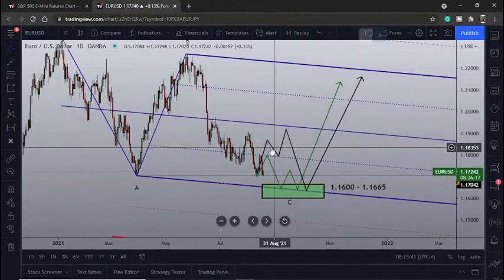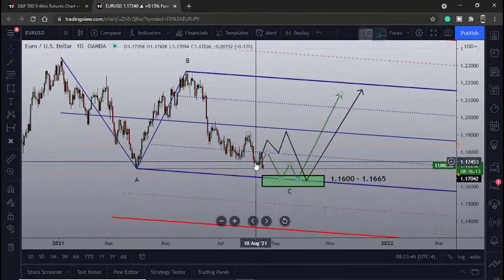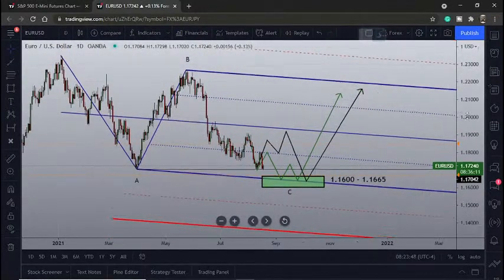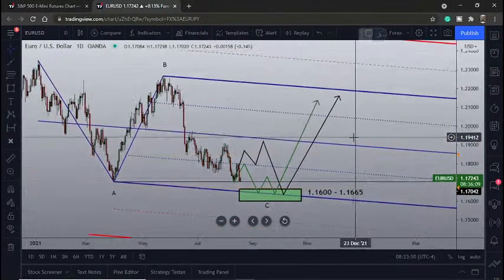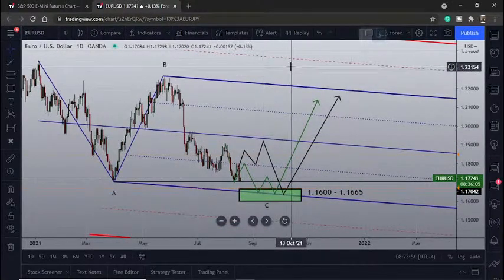I do think the euro US dollar, whether it be now or a grinding effect lower, or we're going up now and then down later from the zone, I'm going to be looking for taking long positions on euro US dollar for a long-term swing trade to the upside, which could potentially be massive.